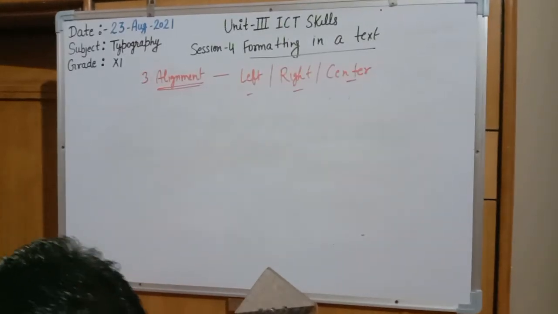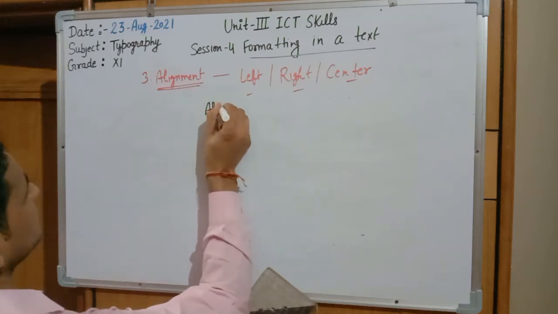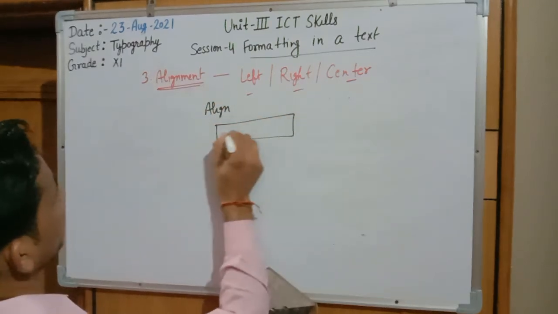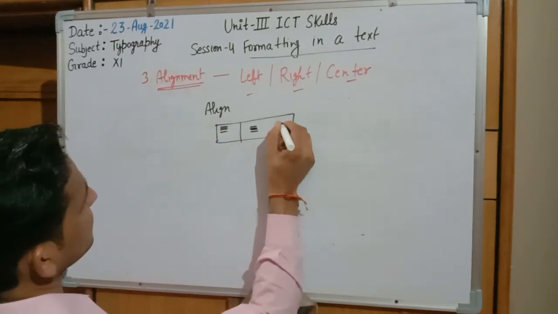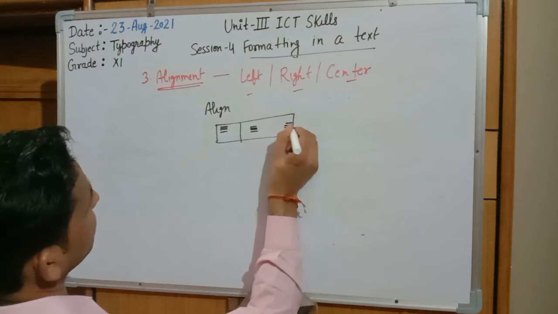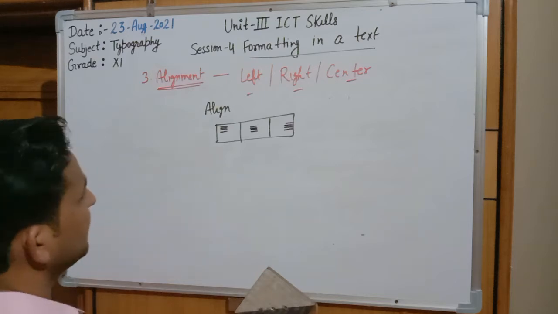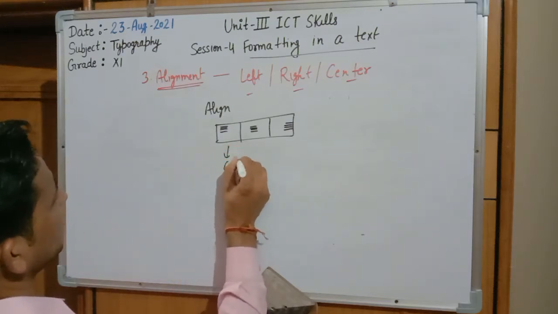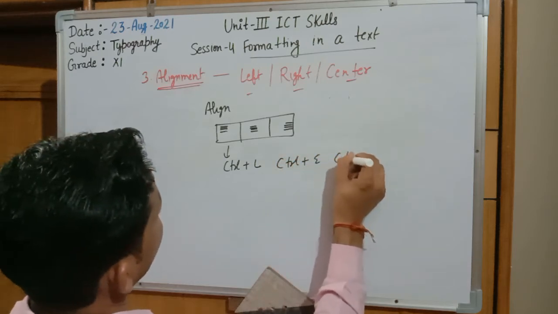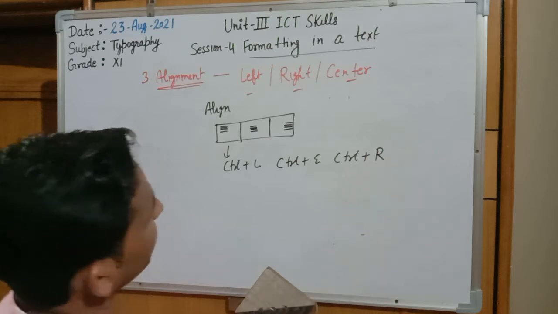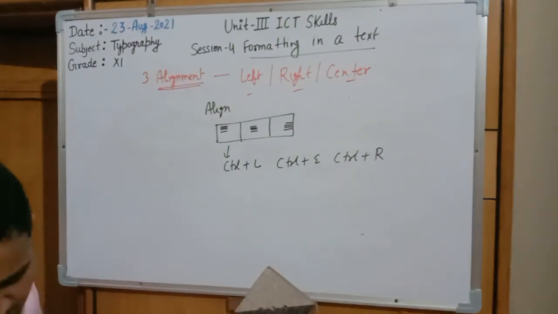For alignment we can use the align option. Click on the align option. It will show you three different types of alignment: left side, center or right side. Select any option, and it will place the text at that specific position. Or we can use shortcut keys: Control plus L for left, Control plus E for center and Control plus R for right.